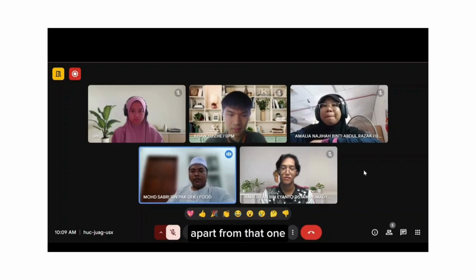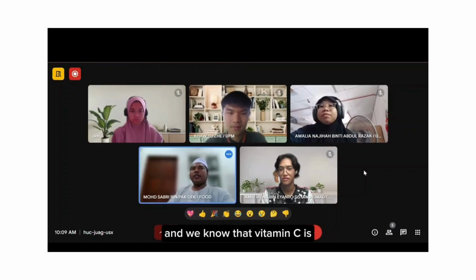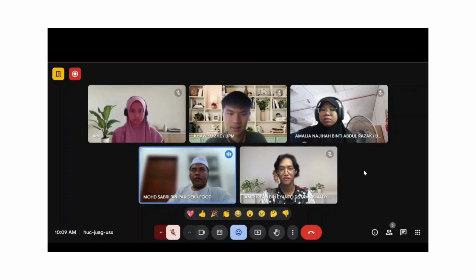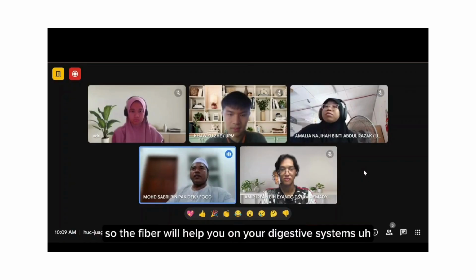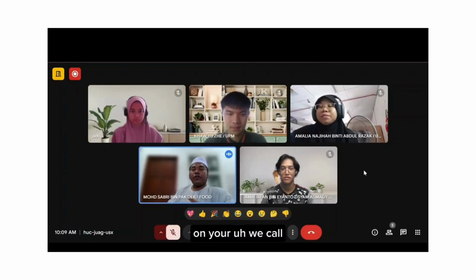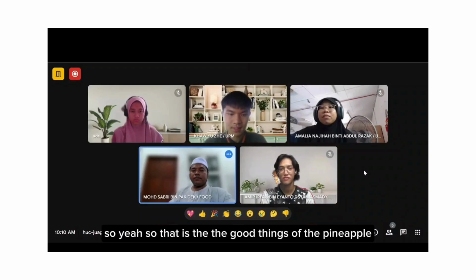Apart from that, pineapple is also rich in vitamin C, and we know that vitamin C has good antioxidant properties, and pineapple is also rich in fiber. So the fiber will help your digestive system, helping the good microflora to grow. So yeah, that is the good thing about pineapple.